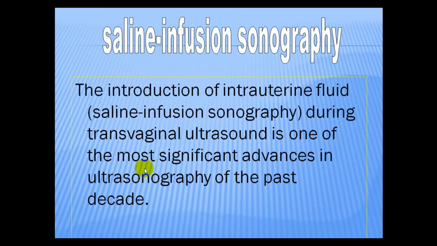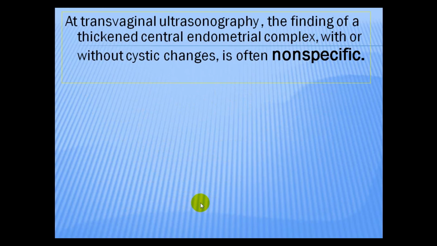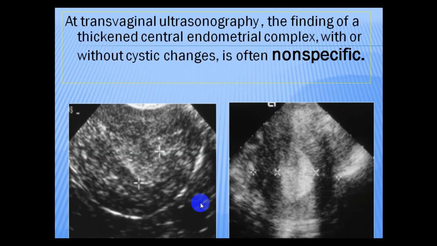Saline infusion sonography is done by introduction of intrauterine fluid. Saline infusion sonography during transvaginal ultrasound is one of the most significant advances in ultrasonography of the past decade. On transvaginal ultrasonography, the finding of a thickened central endometrial complex, with or without cystic lesions, shows changes that are non-specific. This is with ordinary transvaginal ultrasound, without saline.